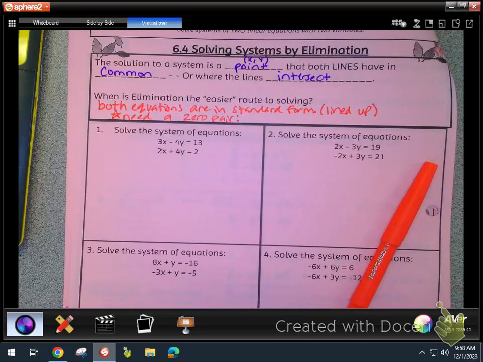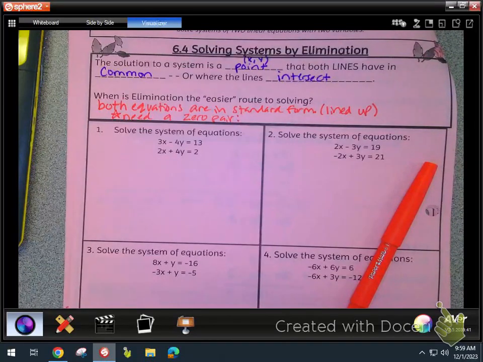So what is a zero pair? Well, that's two things that add to be zero. So if I gave you a 2x, what would make that add to be 0? Negative 2x. Okay? 2x and -2x is a 0 pair. What about a -5y?